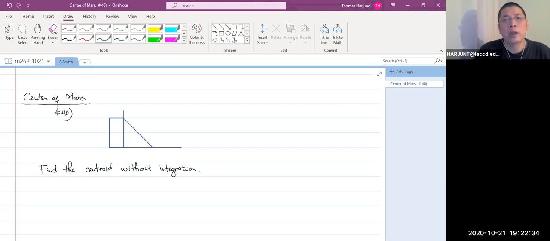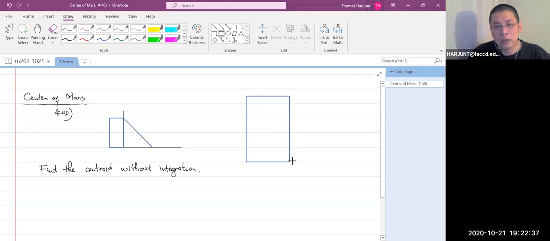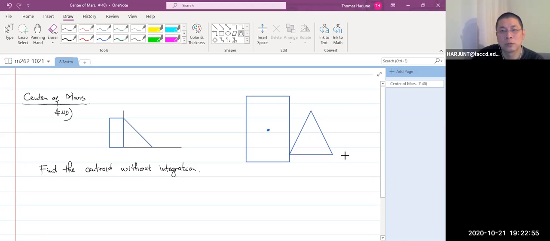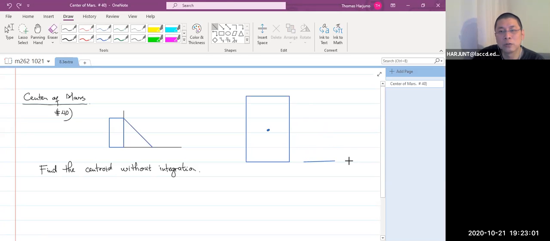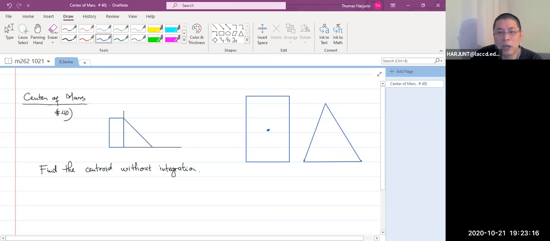Okay. If we look back into my explanation last time, if you have a rectangle, then the centroid is actually located right in the middle. Okay, that's where the centroid is. If we have a triangle, no, it's not there. If we have a triangle, any random triangle, then the centroid is located at the average of the coordinates.